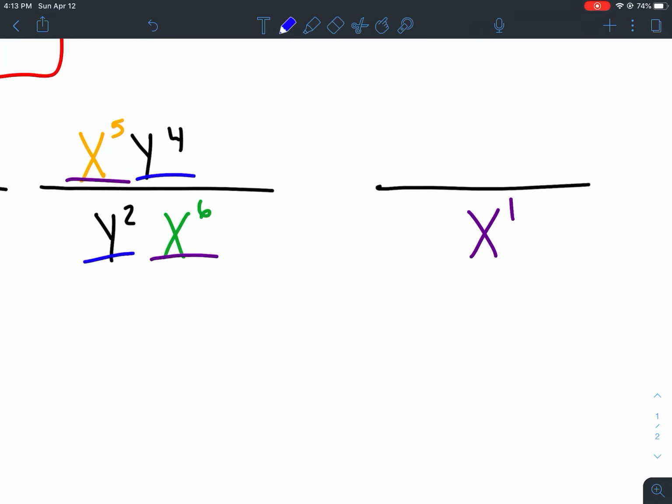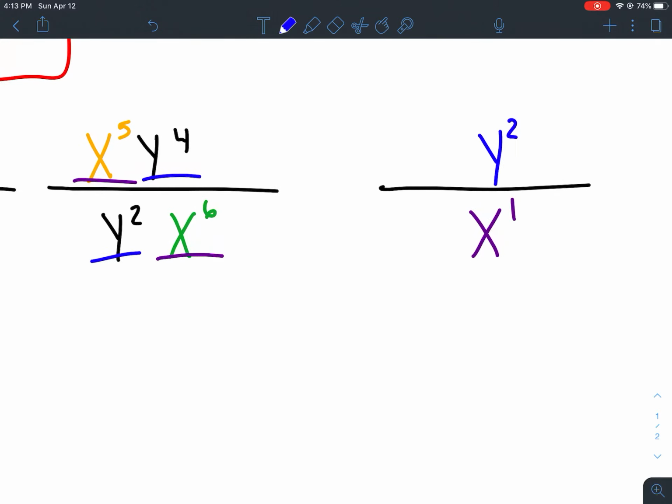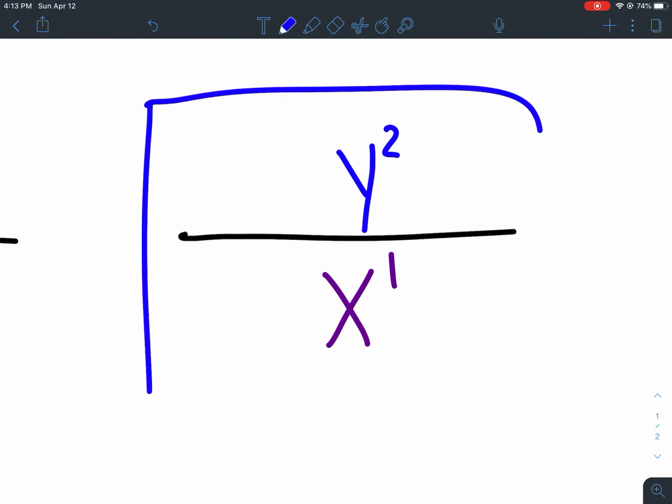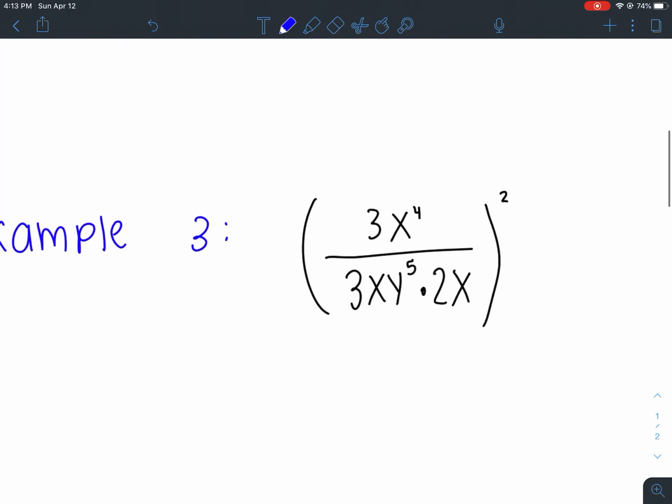Now, the next thing is I see like bases of y. We have y to the 4th in the numerator and y to the 2nd in the denominator, okay? Where are there more y's? There's more y's in the numerator. How many more? There's 2 more, right? 4 minus 2 is 2. Can I simplify this any further? Nope. So I am done with that problem.